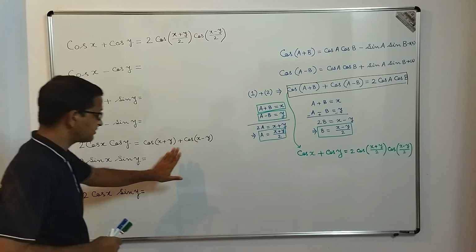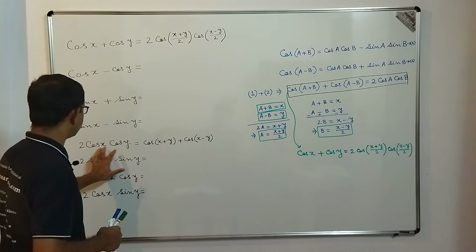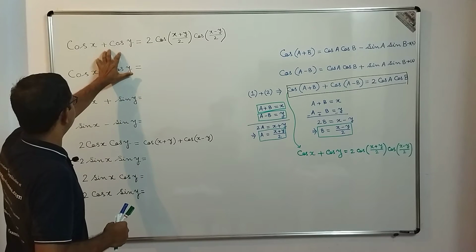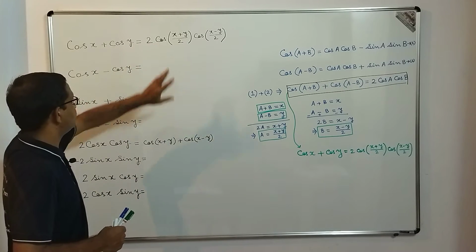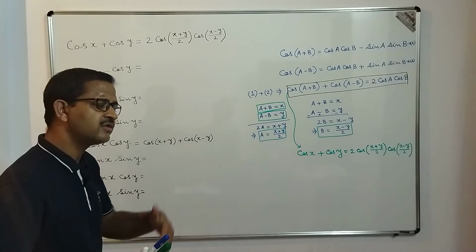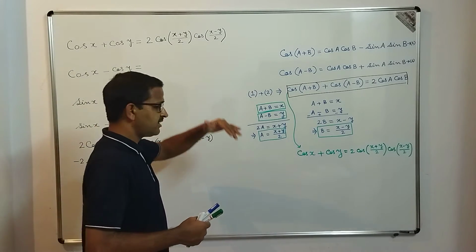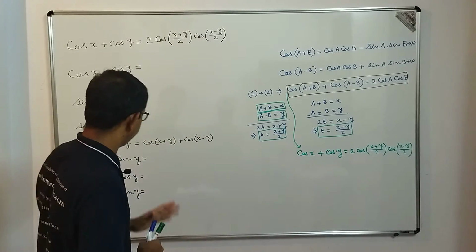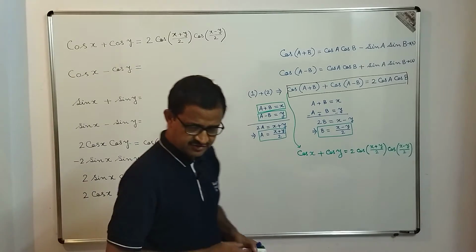If you forget sometime the formula for 2 cos x cos y, from this information only you can get it, just by replacing (x plus y)/2 by a or some other angle, or (x minus y)/2 by b or some other angle. Okay, now let's proceed further.